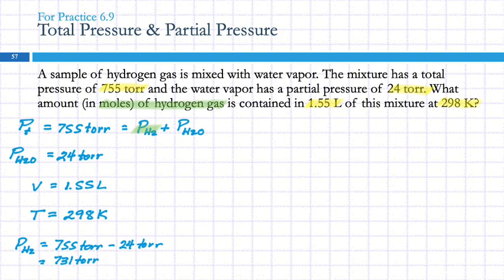So what equation are we going to use to calculate the moles? Yeah, PV equals nRT, right? If I rearrange that, I'll have the number of moles of hydrogen is equal to the pressure of hydrogen times the volume divided by R times the temperature. The volume and the temperature apply to both of the gases.